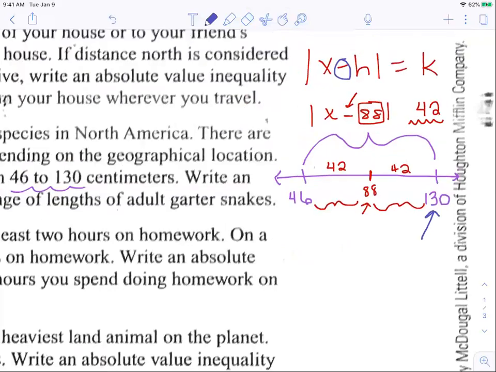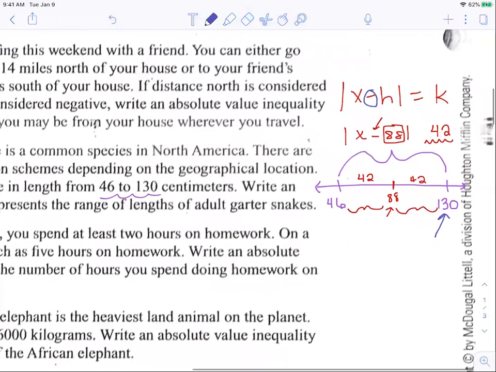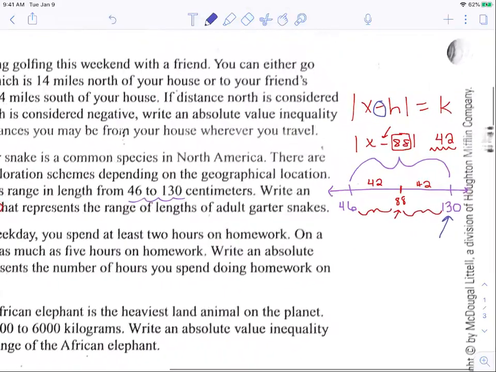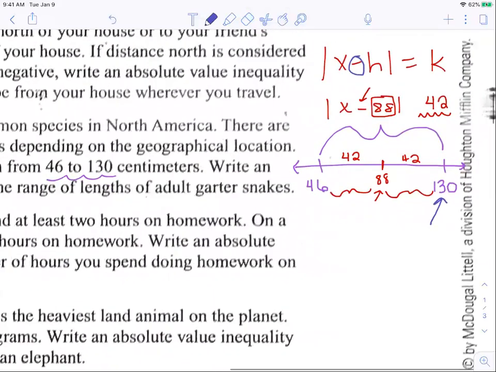Our length of snakes, it says, ranges from 46 to 180. So the length of snakes for this garter snake is between 46 and 180. So you go to your max number. The inequality is based off of the max number. Are you shading lower than the max number, or are you shading greater than the max number? That's the inequality symbol that's going to finish our absolute value inequality.